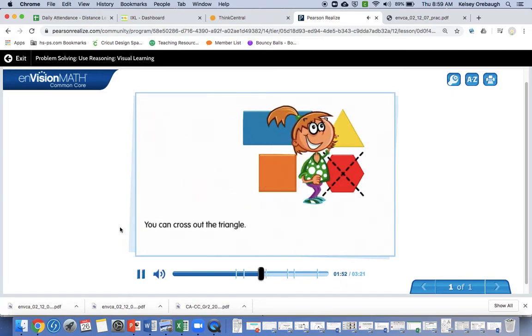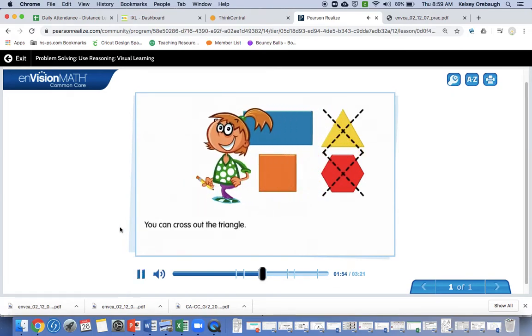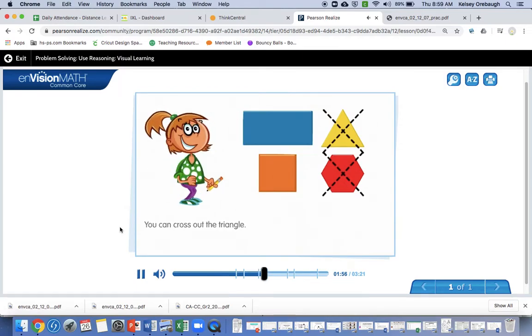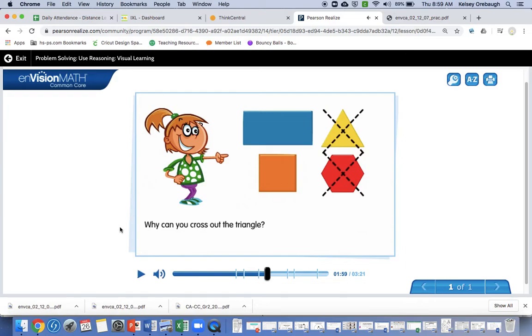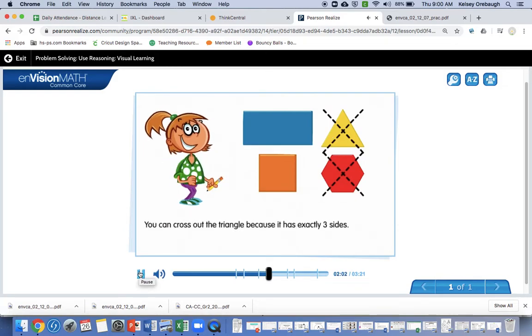You can cross out the triangle. Why can you cross out the triangle? Why can we cross out the triangle? Because the triangle has 3 sides. Our clue said that the shape, our mystery shape, has to have more than 3 sides. You can cross out the triangle because it has exactly 3 sides.